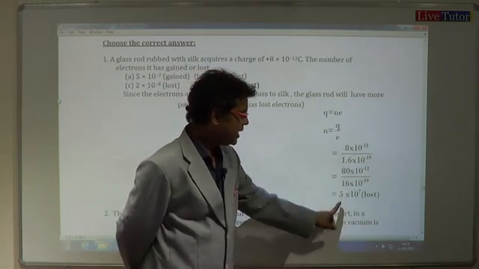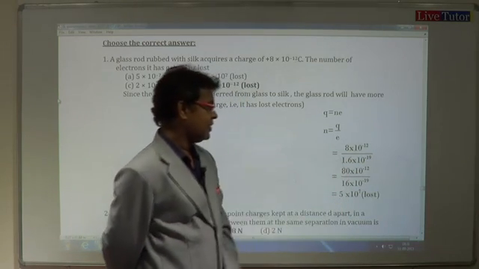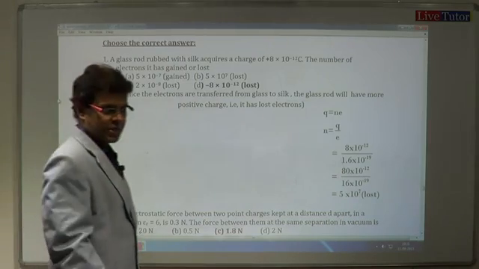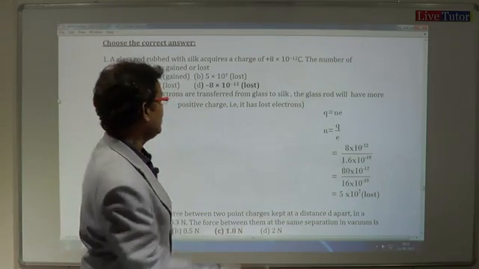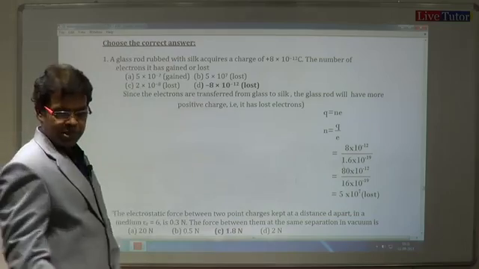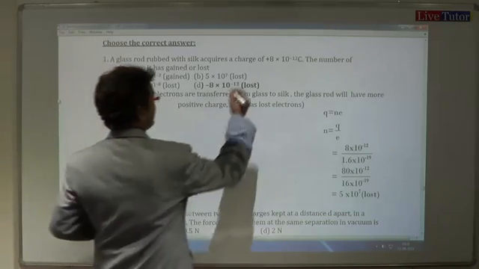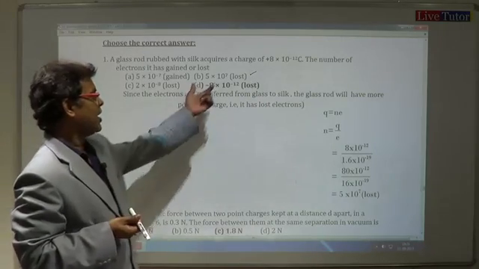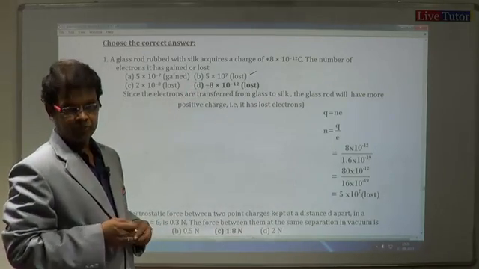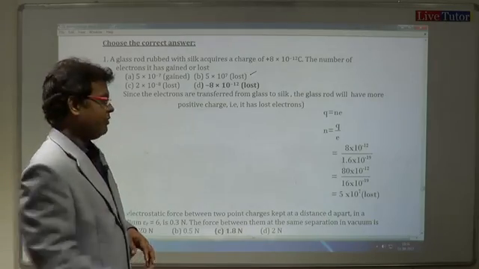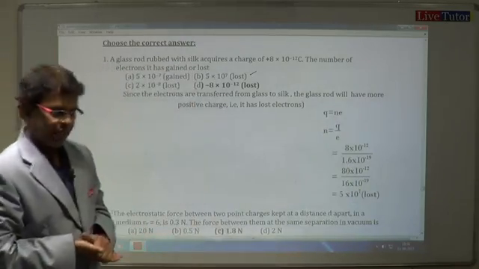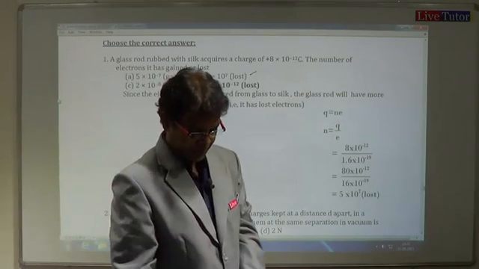When we divide, what do we get? We are getting 5, so 5 into 10 power 7. It is 5 into 10 power 7 lost. So what should the actual answer be? It should be 5 into 10 power 7 lost. This many charges are lost, we find out. So remember the formula. Using this formula only we can calculate which is the correct answer.